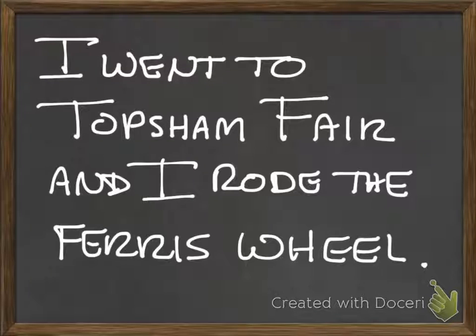If the second clause were dependent, not independent. If we make it rode the Ferris wheel, well, that's obviously a dependent clause. It couldn't be a complete sentence on its own. You do not use any punctuation within the sentence. I went to Topsham Fair and rode the Ferris wheel. Period at the end. That's it. No comma, no semicolon.